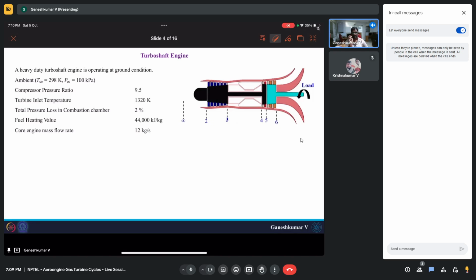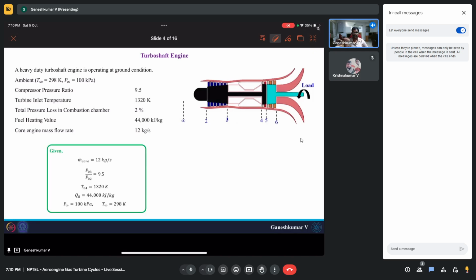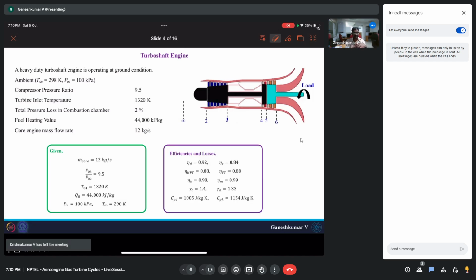Okay, let's look into the problem. What you have is a turboshaft engine operating at ground condition. Ambient temperature and pressure are given. The compressor pressure ratio across 2 to 3 is 9.5. Turbine inlet temperature is 1320 Kelvin, and the pressure loss in the combustion chamber is 2%. Fuel heating value is 44 megajoules per kg, and the total mass flow rate through the engine is 12 kg per second. We also have component efficiencies: burner efficiency, mechanical efficiency, gamma and Cp.